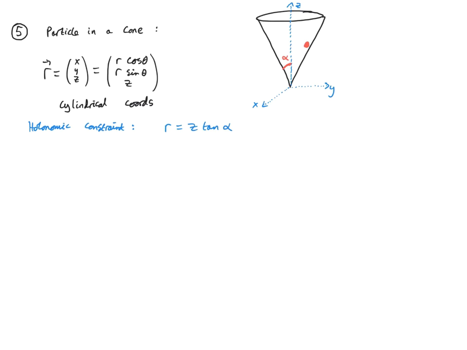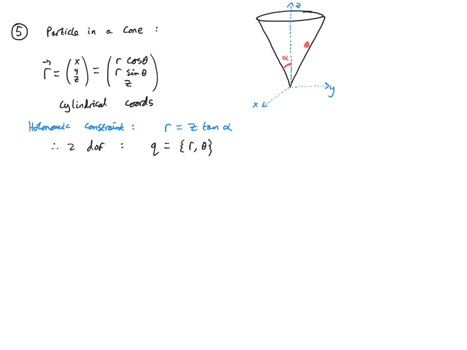As I go up the cone, the r coordinate has to also increase. So this is a constraint equation. It involves the generalized coordinates rather than generalized velocities. It's an equation, so it's a holonomic constraint. That means it reduces the number of degrees of freedom, and therefore I have 2 degrees of freedom, and I'm going to choose those degrees of freedom to be r and theta. I can eliminate the coordinate z from the equations using this holonomic constraint equation.